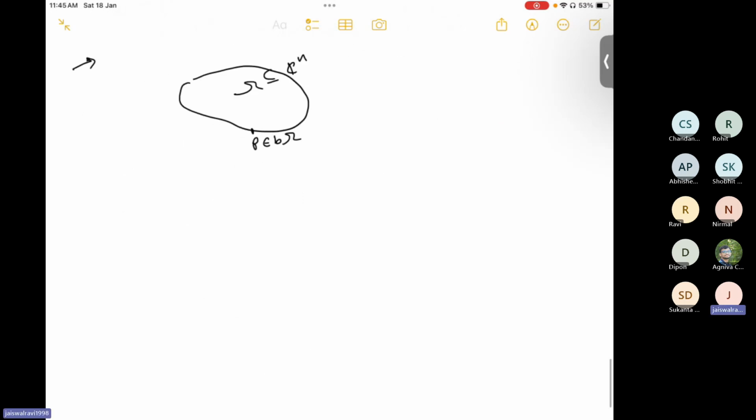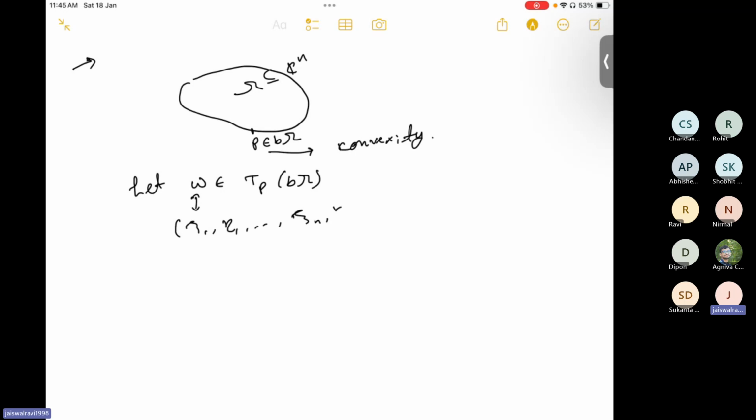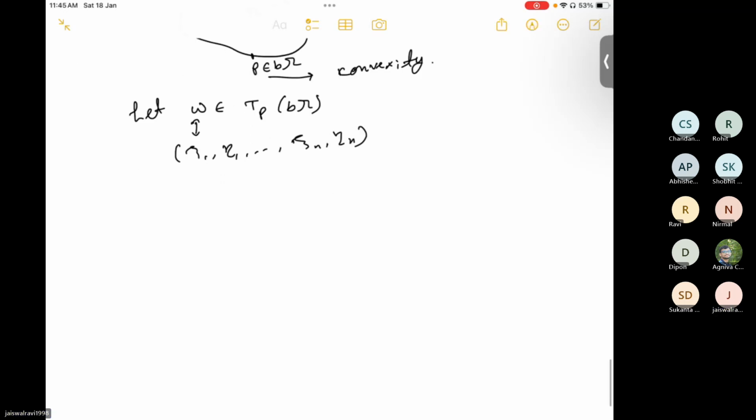Okay, and take, let's say, this is a point of pseudoconvexity. Sorry, this is a point of convexity. So let W be in the TP boundary omega. We can identify this W by zeta1, eta1, dot, zeta n, eta n, and we can identify Z as x1, y1, dot, xn, yn.